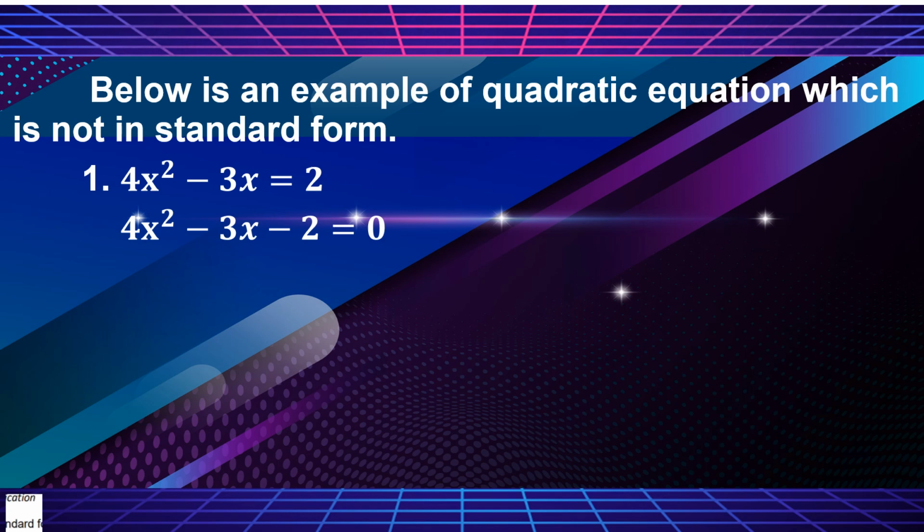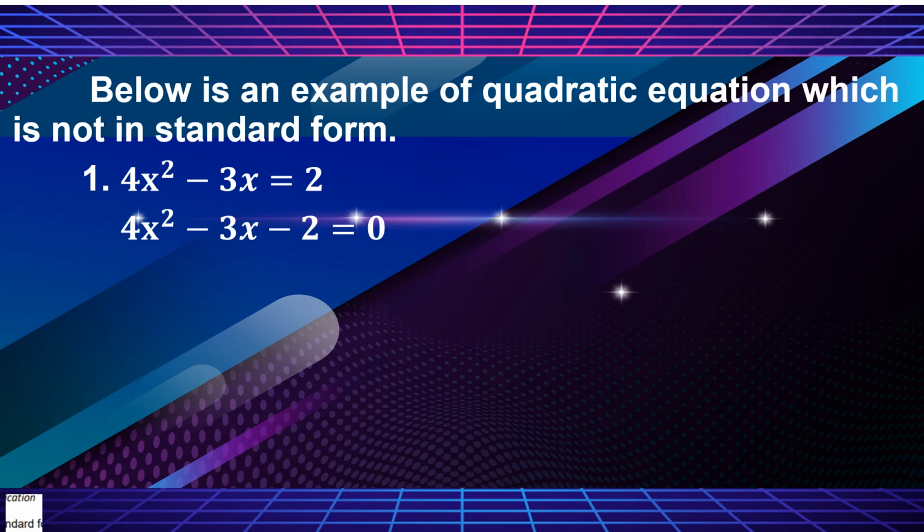Below is an example of quadratic equation which is not written in standard form. So our goal this time is to rewrite the given equation into its standard form, which is ax squared plus bx plus c equals 0. So in number 1, 4x squared minus 3x equals 2. As what you had noticed, after the equal sign, we have 2.